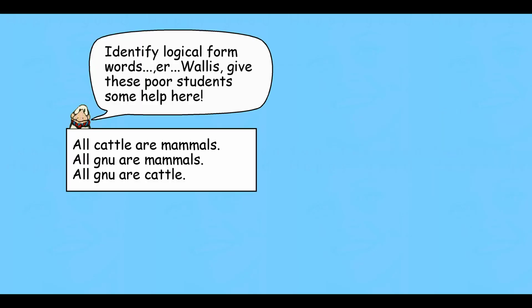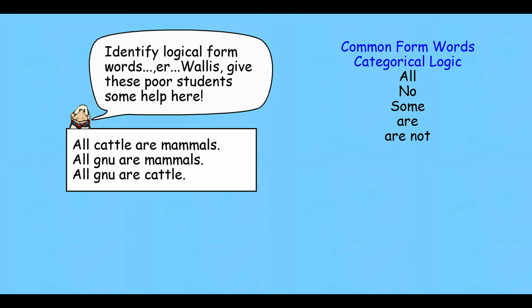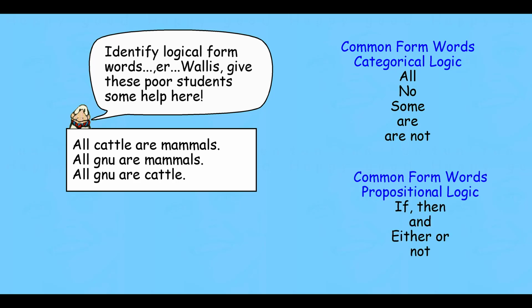When I looked at this argument, I said, okay, I'm going to have to identify the logical form words. And in order to do that, I have to know which logical form words are associated with categorical arguments, that is, arguments that relate classes of things to one another, and propositional arguments, that is, arguments that relate statements to one another in terms of their truth value. So the common logical form words for categorical logic include all, no, are, and are not. The logical form words for propositional logic include if then, and, either or, and not.